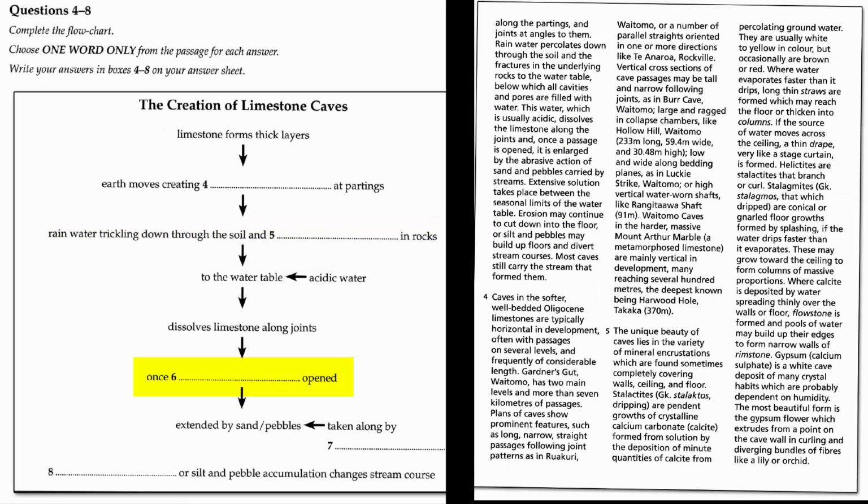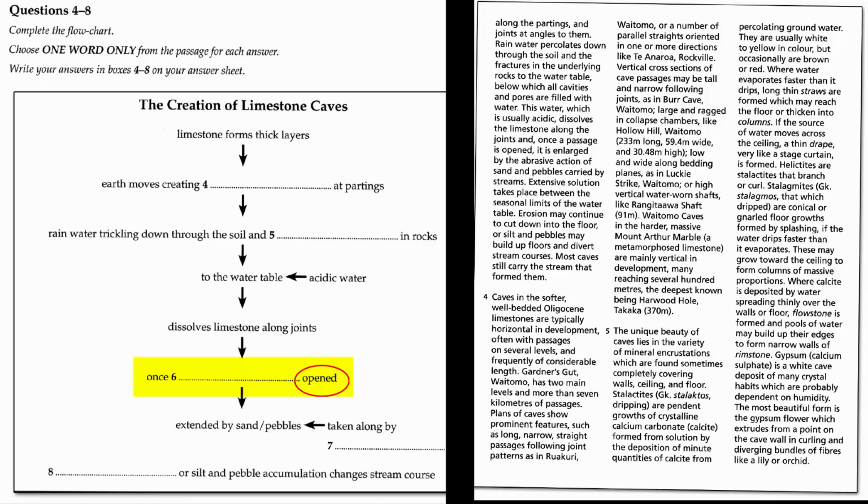Okay, the next procedure is the water table and then acidic water, but there is no question. It means we need to skip some portion. Then they say dissolves limestone along joints, and then they say once dash opened. Clue word is opened and clue word is once. For once, they might use any other word. For opened, they might use any other word. So we need to scan for the word or the similar words of once or opened. And I told you the answers are in the same sequence in flowchart completion. So it is like that.